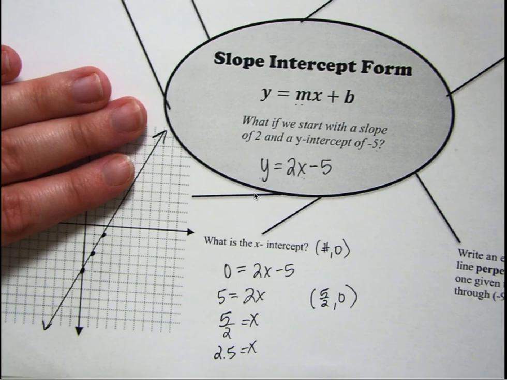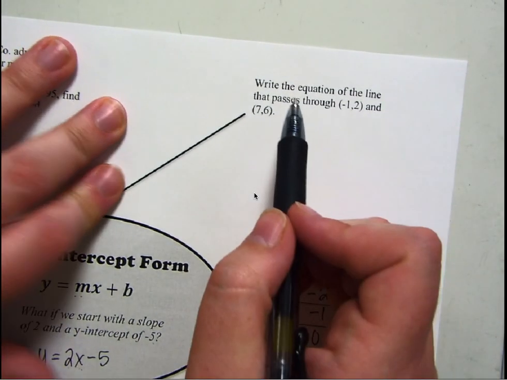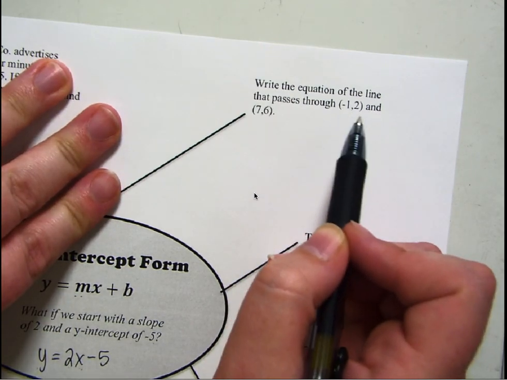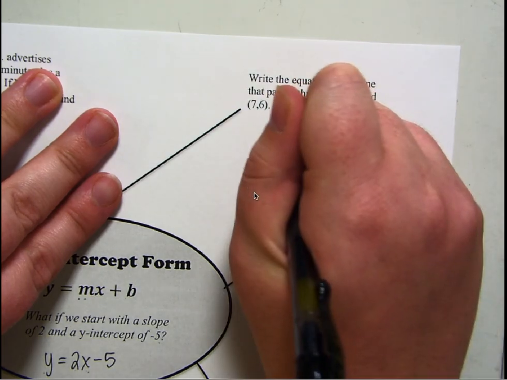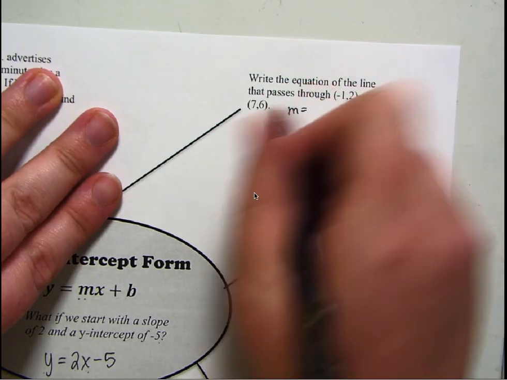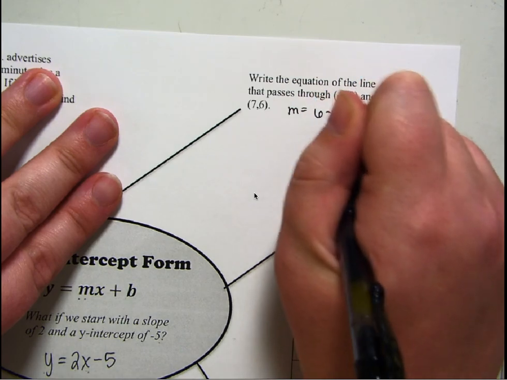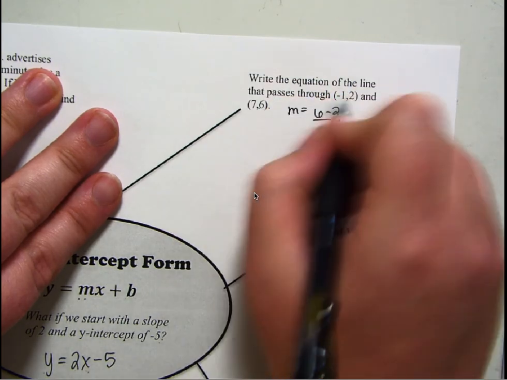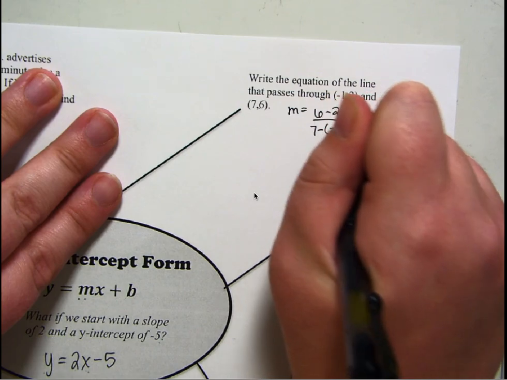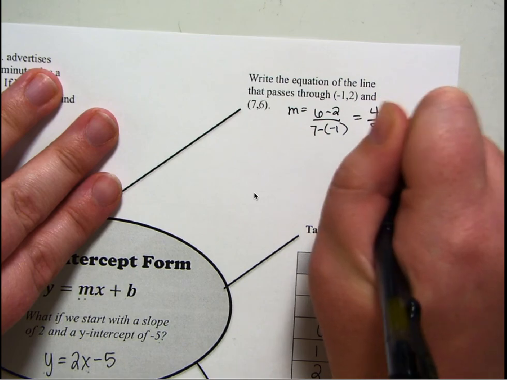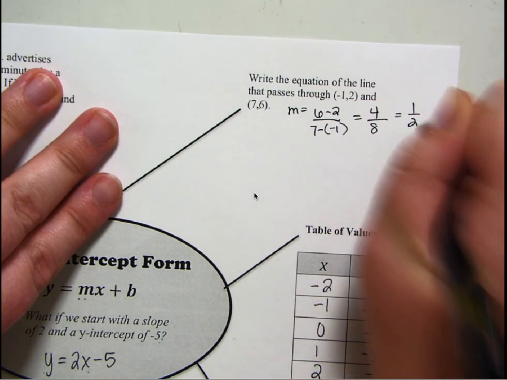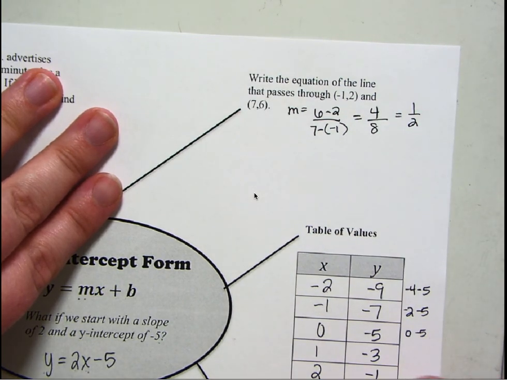Okay, so now that we've had some experience working with slope-intercept, let's do another one. Write the equation of a line that passes through (-1, 2) and (7, 6). We need to find both the slope and the y-intercept. So let's start with the slope. To find the slope, it's the difference in y's, 6 minus 2, divided by the difference in the x values, 7 minus -1. Okay, 6 minus 2 is 4, 7 minus -1 is 8, and that reduces to 1/2. So we have a slope of 1/2.